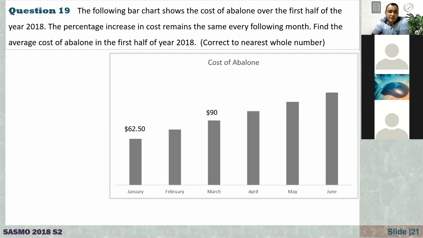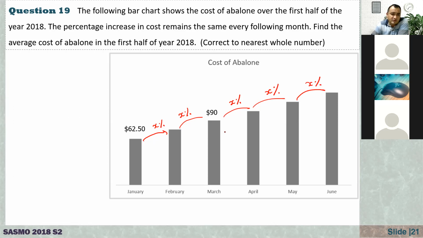So the following bar chart shows the cost of abalone over the first half of the year 2018. The percentage increase in cost remains the same every following month. What does it mean? It means that from January to February it increased by X percent. The same from February to March, X percent. And from here to here, X percent, also here, and here also X percent, right? So what's the question here?